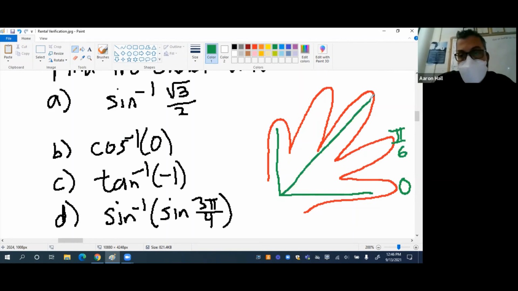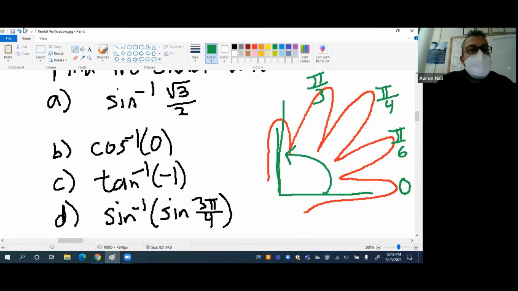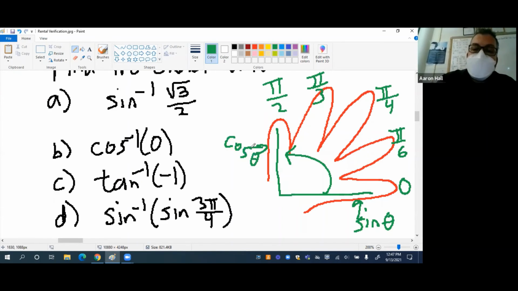What's this one? Pi 4ths. What's this one? Pi 3rds. What's this one right here? Pi halves. Now, if I want to figure out sine, do I go from the pinky or the thumb? If I want to figure out sine, I go from the pinky. That's my sine. If I want to figure out cosine, I go the other direction.